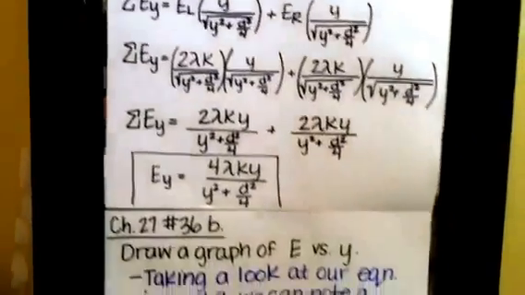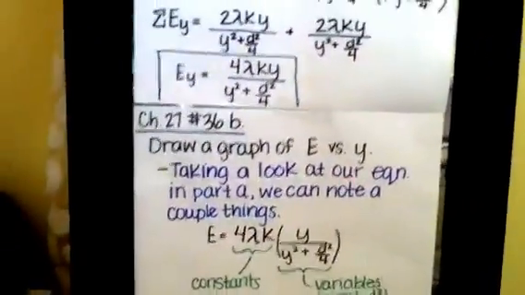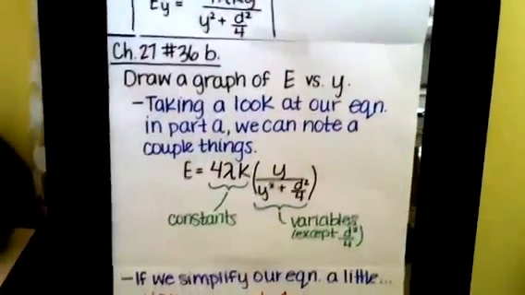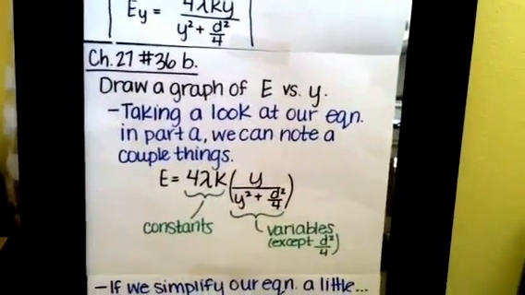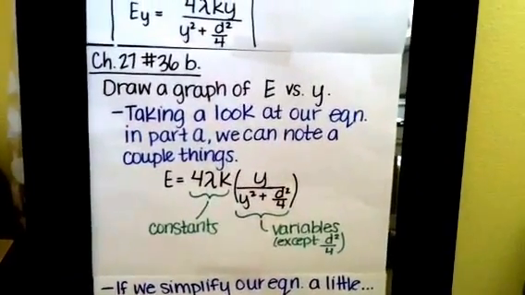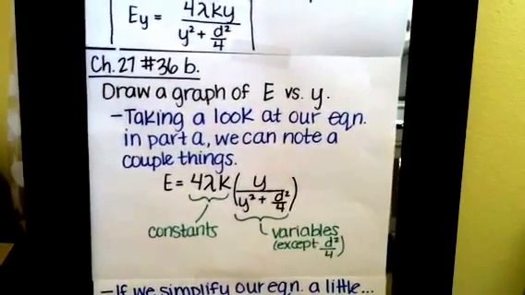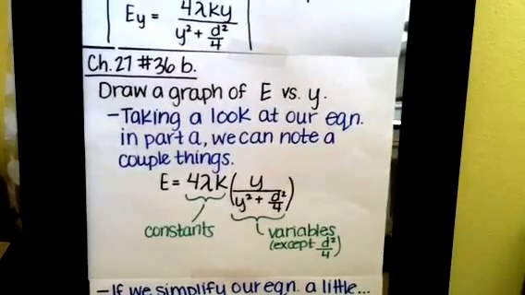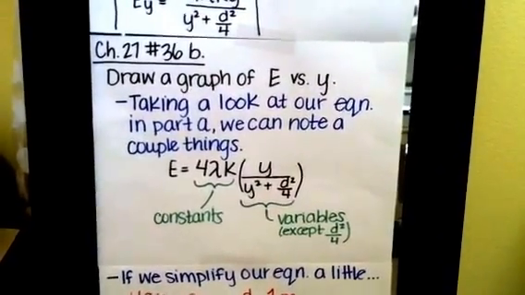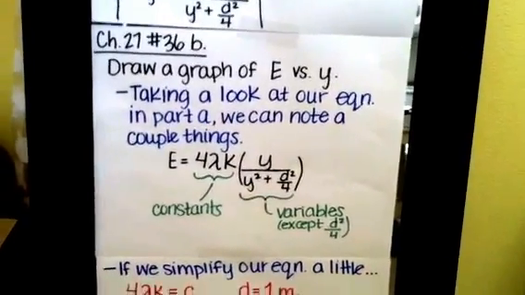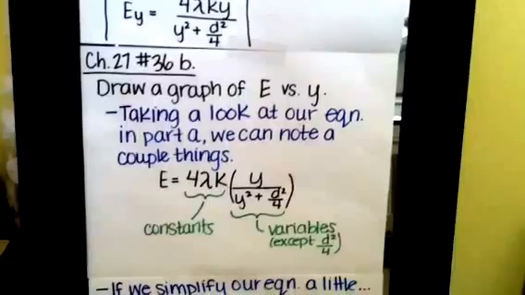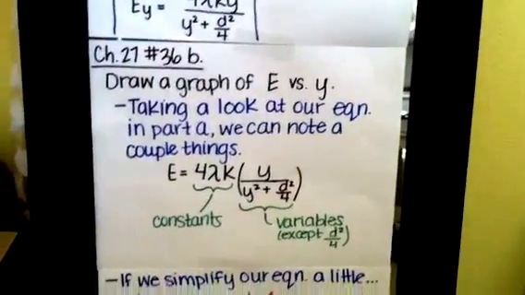Now, for part B, we're asked to draw a graph of the electric field versus y. Taking a look at our equation in part A, we can note a couple things. E equals 4 lambda k times y over y squared plus d squared over 4. By rearranging this equation, we can see that on the left we have constants, and with the exception of d squared over 4, on the right we have variables.